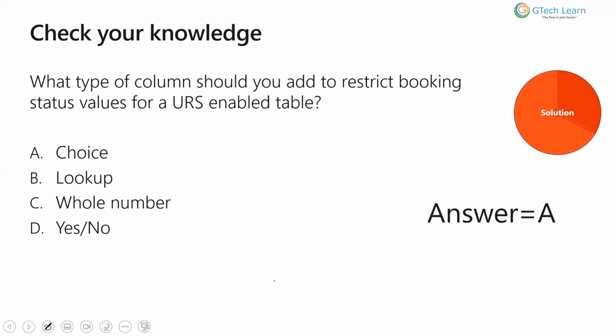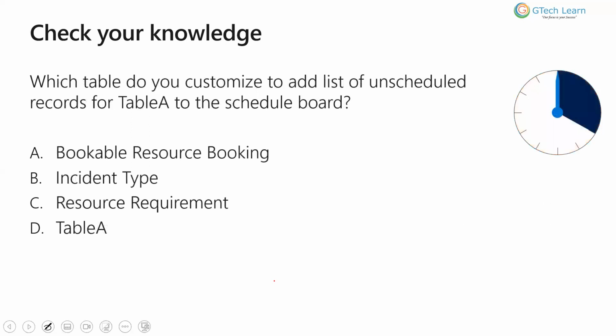Okay, so the correct answer for that question is going to be option A, that is choice. The next question we are having in line is, which table do you customize to add list of unscheduled records for table A to the schedule boards? Is it going to be option A, bookable resource booking, option B, incident type, option C, resource requirement, or option D, table A? So let's get your answers on the chat and let me start a timer now.